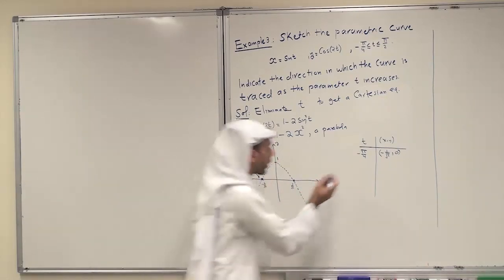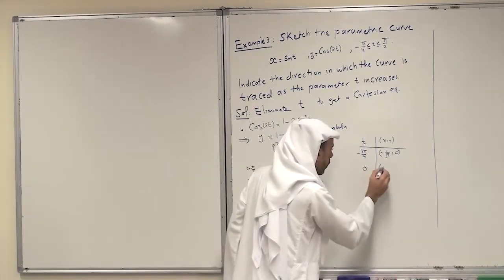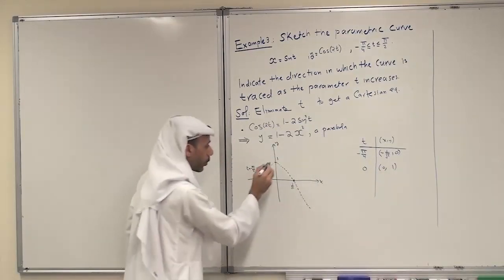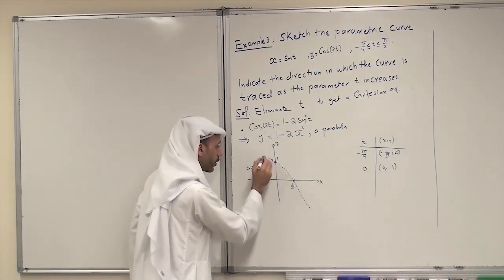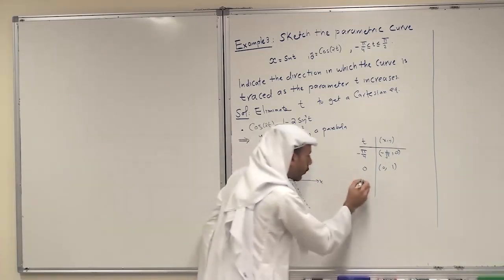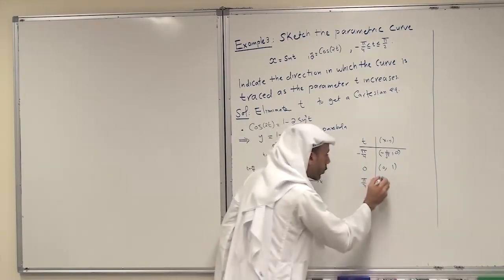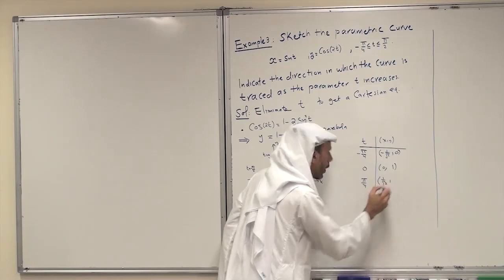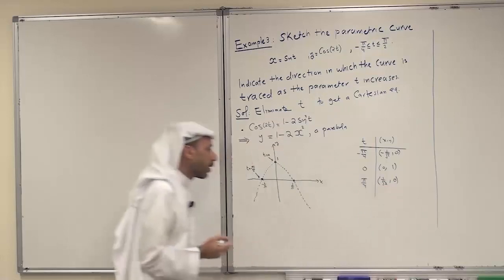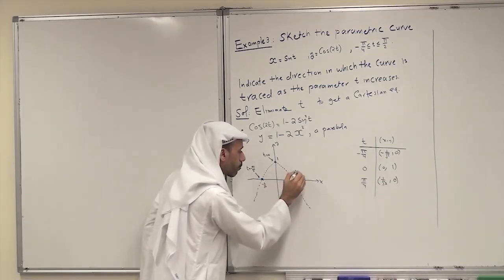Take a second value, for example, 0. When you substitute, sine 0 is 0, and cosine 0 is 1. So you have this point, 0 and 1. So this is t equals 0. When you take pi over 4, sine pi over 4 is 1 over root 2, and cosine pi over 2 is 0. So this is the point here. You have the second intercept. So this is t equals pi over 4.